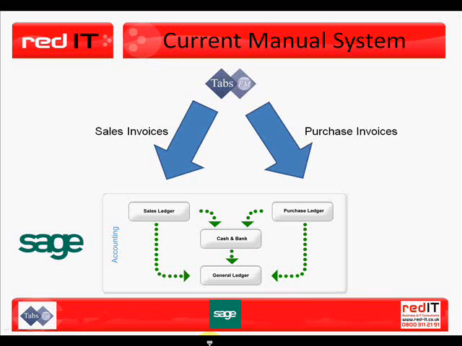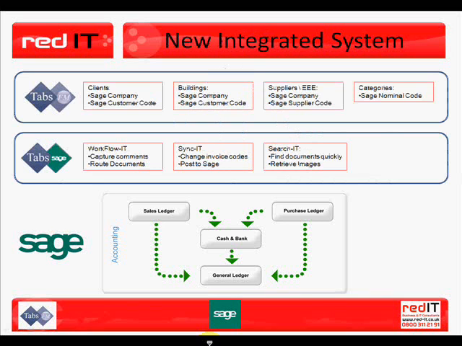The current system from Tabs to Sage is a manual one, so you normally raise your sales invoices and purchase invoices in Tabs and then rekey them into Sage. The new integration module has a middle layer, Tabs to Sage, which is made up of three components: Workflow It, Sage Sync It, and Search It, which I'll come on to shortly.